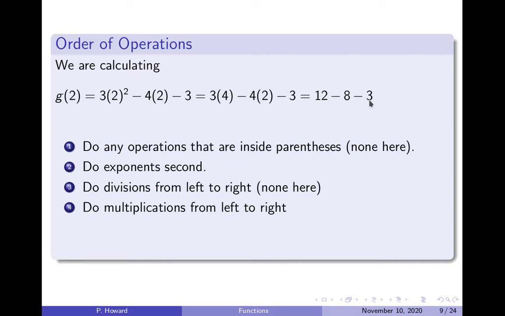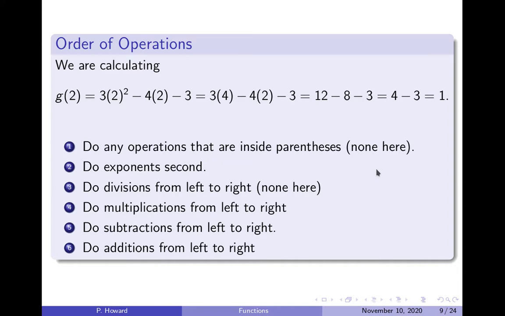Then you do the subtractions from left to right. So we first subtract the 8 from the 12 and get a 4. And then we subtract the 3 and get a 1. And finally, you do the additions from left to right. And here again, there were no additions in this problem. So this is something you probably do automatically. Just a quick review of the conventions for the order of operations.